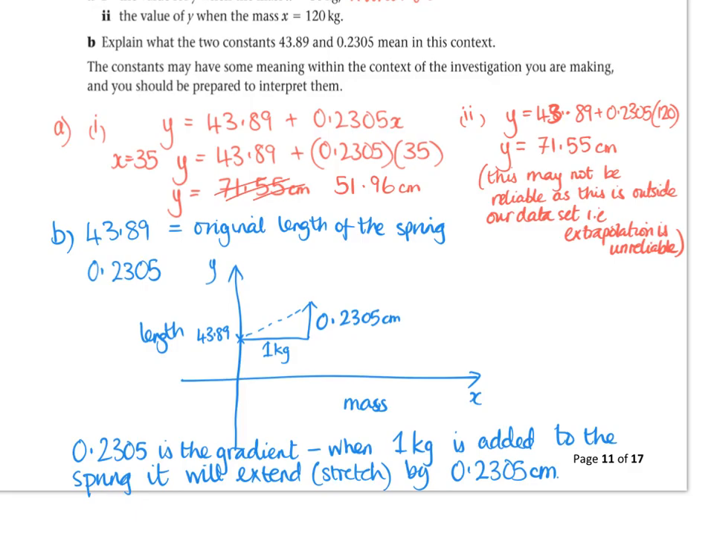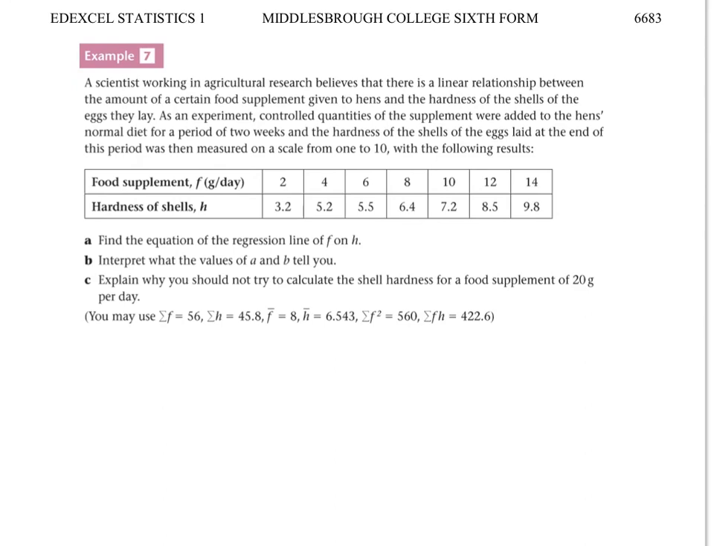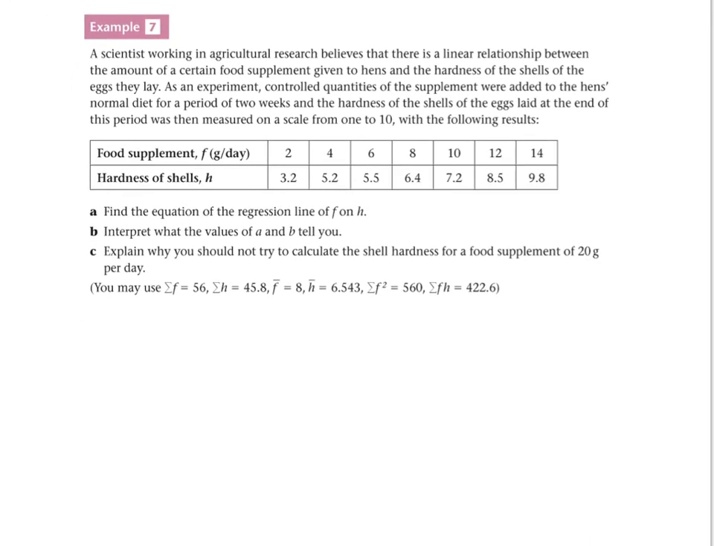Right, we've got a couple more examples, the next one being example 7. A scientist working in agricultural research believes that there is a linear relationship between the amount of a certain food supplement given to hens and the hardness of the shells of the eggs they lay. As an experiment, controlled quantities of the supplement were added to the hen's normal diet for a period of 2 weeks, and the hardness of the shells of the eggs laid at the end of this period was then measured on a scale from 1 to 10. And here are the results. So we want to find the regression line.